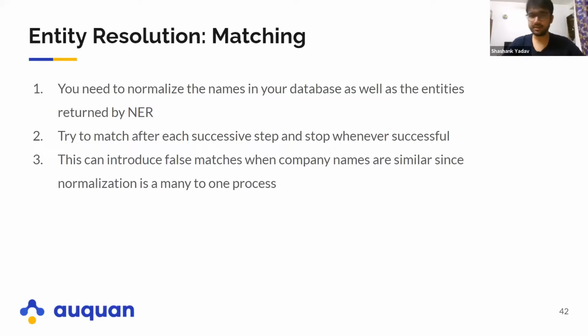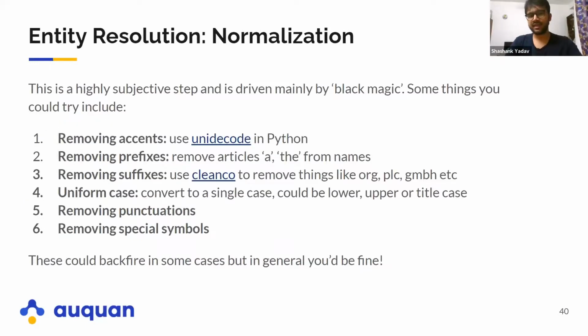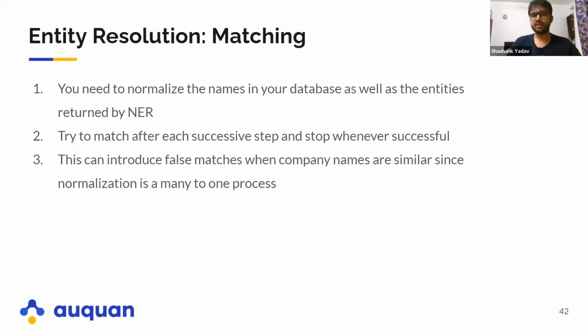Some thoughts here. You'll need to normalize both names in your database as well as the names that you identified in a document, and then apply each of these steps. And at any step, if there's a match, just stop there, don't go further, and this will work out well. There will be a lot of cases when you normalize too much and it will match with the wrong company. But if you just stop initially, the algorithm will just work out in most of the cases.